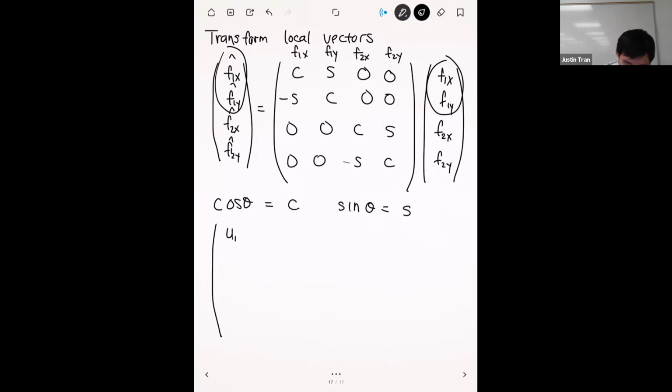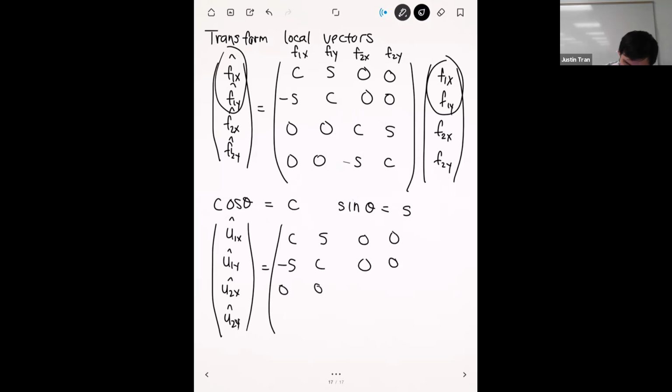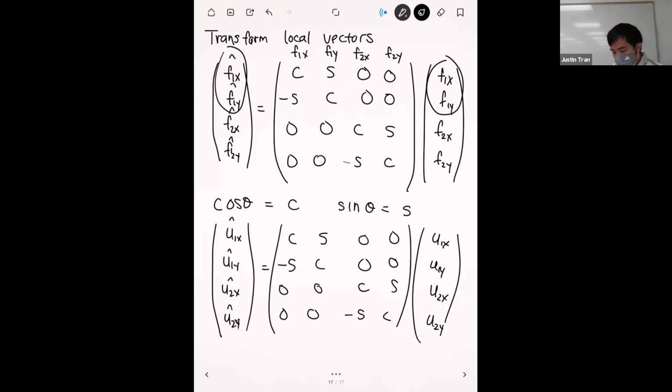And then we're going to do the same thing for the U's. So you have U1x hat, U1y hat, U2x hat, U2y hat, equal to C, S, minus S, C, 0, 0, 0, 0, 0, 0, 0, 0, C, S, minus S, C. And so we have these two transformations here, which we're going to plug in to our expression on the previous page.